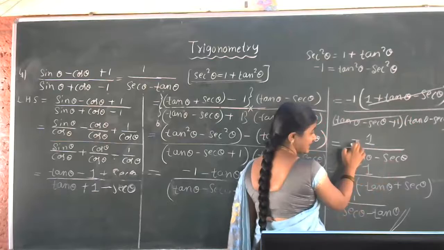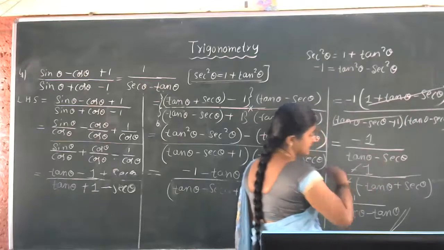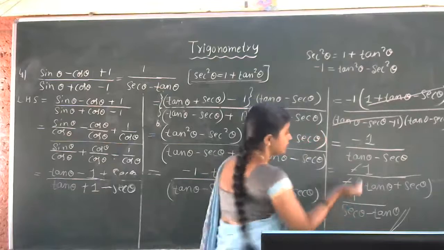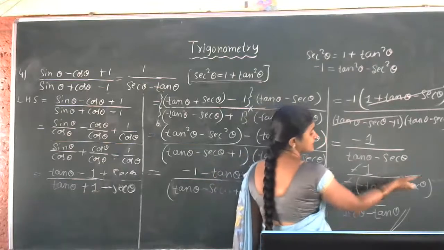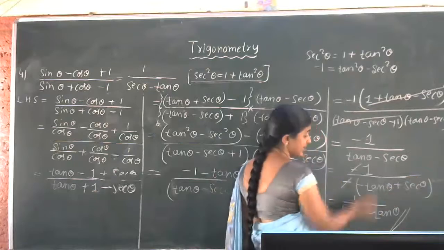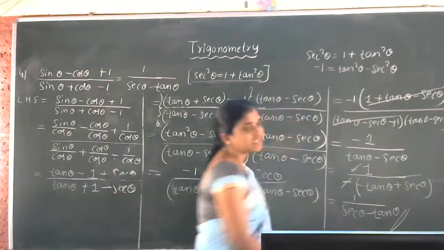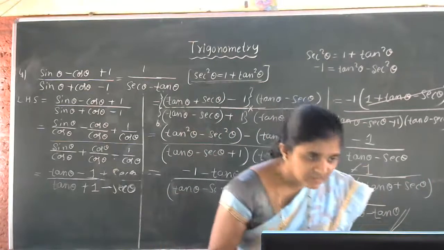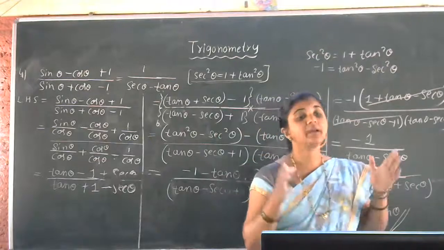But the minus sign we don't want here. Instead of tan theta minus secant theta, we need secant theta minus tan theta. So for that we removed the minus factor outside. Then we got minus tan theta plus secant theta inside. Minus minus cancelled. Therefore, 1 by secant theta minus tan theta. Is that clear, students? This is the explanation part of example 4.